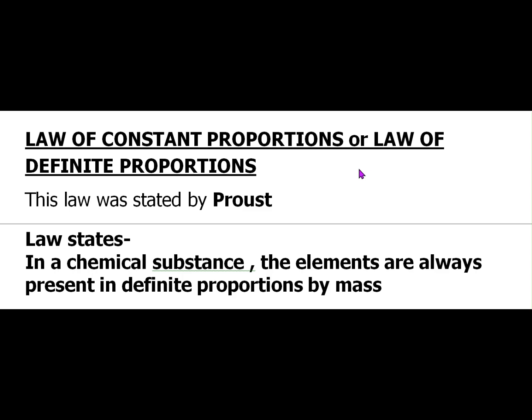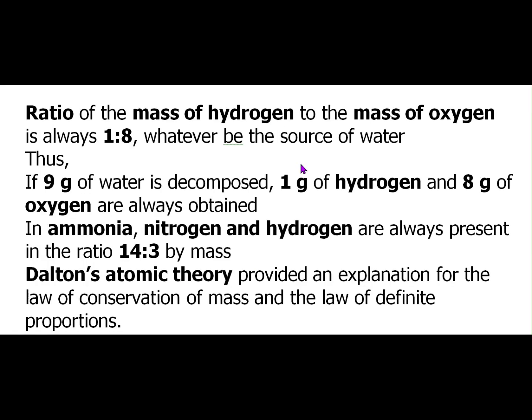This law states that in a chemical substance, the elements are always present in definite proportions by mass. We will see this. The ratio of the mass of hydrogen to the mass of oxygen is always 1:8.